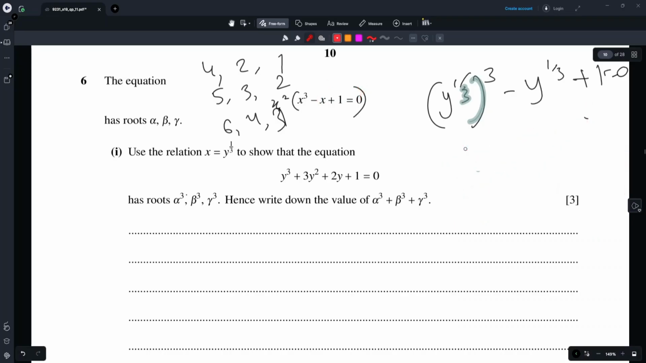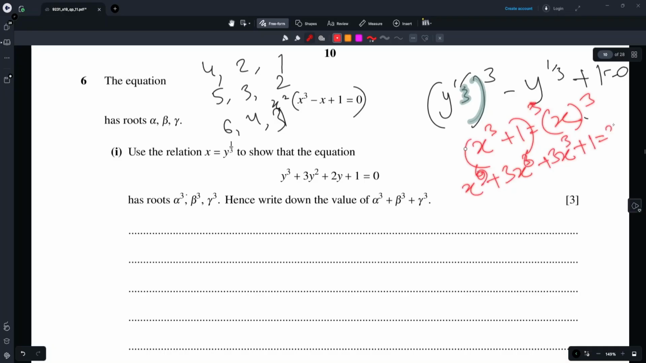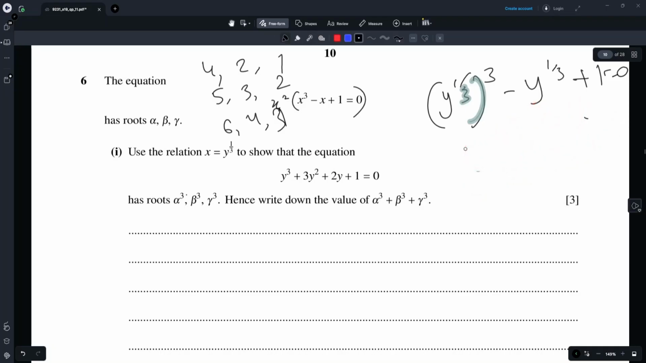So instead, what I want to do is I want to put x cubed plus 1 equals to x, cube both sides. So I'm going to get here x to the power 9 plus 3x to the power 6 plus 3x cubed plus 1 equals to x cubed. Then we have so on. So that's what I'm going to do here. So the first step is substituting this thing to there.